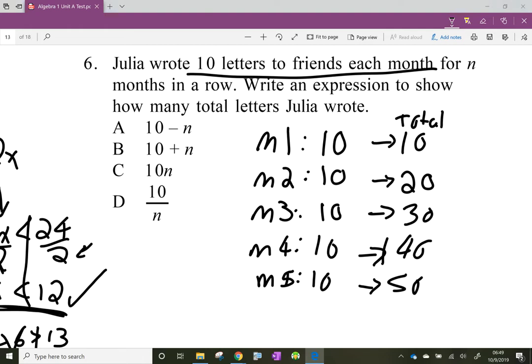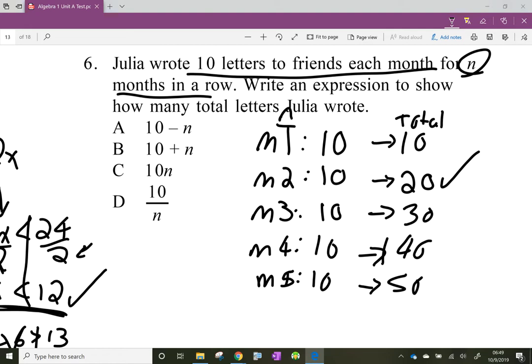So n is going to represent months, right? So this right here is that n value. Month 1, month 2, month 3, that's kind of representing n. So what's going on here is if you take the number of letters she's writing and you multiply it with how many months she's written, you get the total number of letters she's written, right? 10 per month. If she wrote 10 per month and she did it for 3 months, that's 10 times 3, which makes 30. If she wrote it for 4 months, that's 10 letters a month for 4 months, that's 10 times 4.